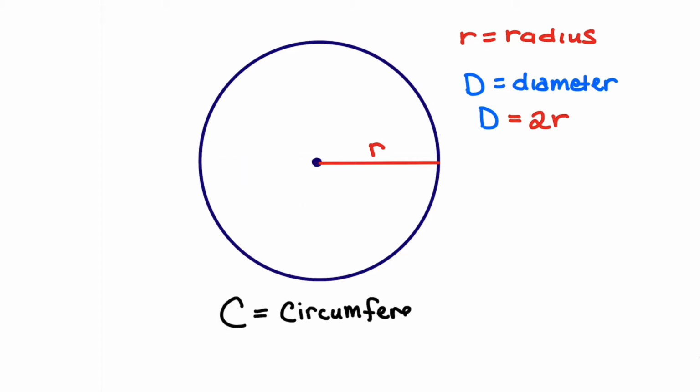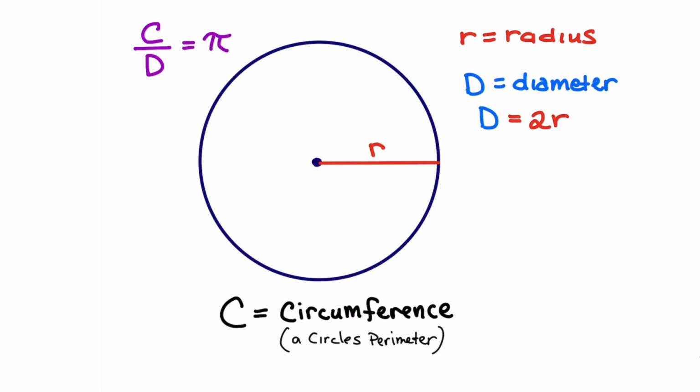The circumference of a circle is the measure of the distance around a circle. In essence, it's a circle's perimeter. We'll call the circumference C. In investigating the circumference of any circle and finding the ratio of the circumference to its diameter, we find that it always equals the same number. This number is called pi.